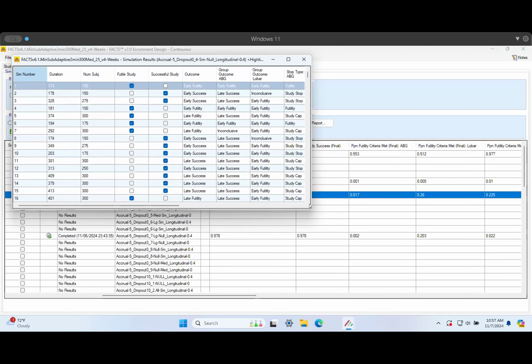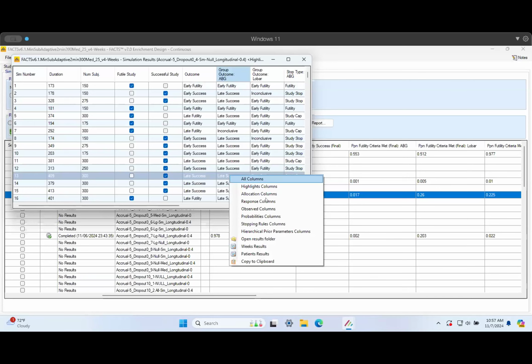So we can look at the simulations file here. You can look at the different simulations on their own. You can see a lot of these trials stopped the lobar group for early futility. So you can see a lot of early futility in this lobar column. Continuing to randomize to ABG within the ABG location, you can see a lot of these met late success. And so you can kind of look into those.